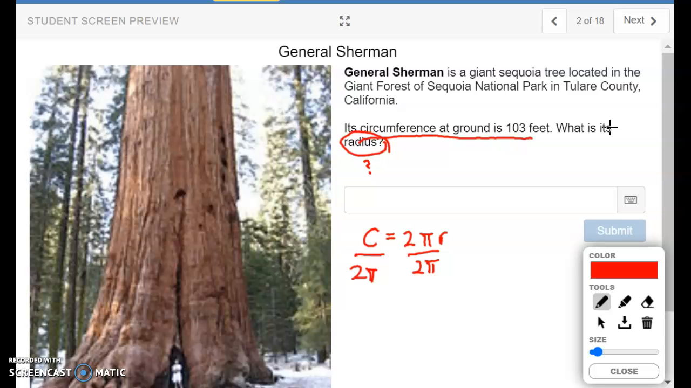So the equivalent equation is that r is equal to, the 2 and 2 cancel out and pi cancels out, r is left on the left hand side and c over 2 pi on the right, and circumference is 103. So you're dividing by 2 times 3.14, which when I use the calculator leaves me with 16.4 feet.